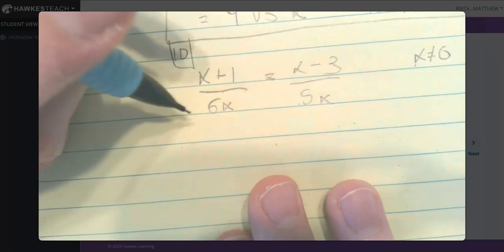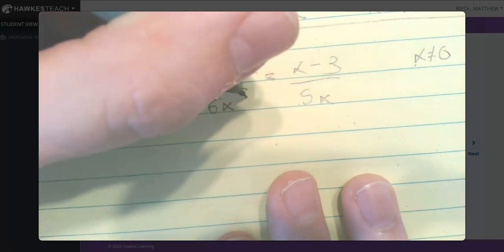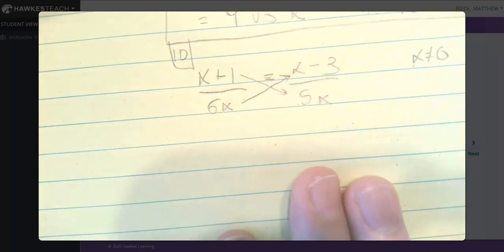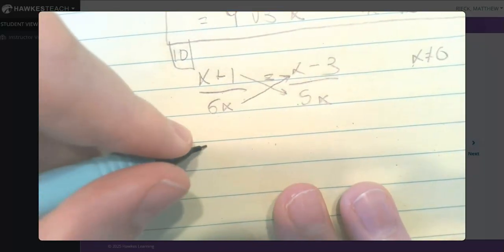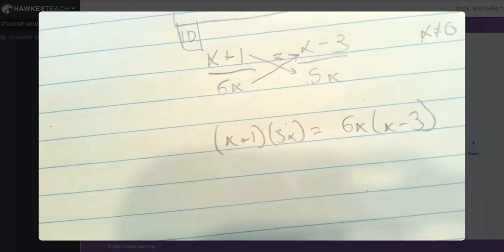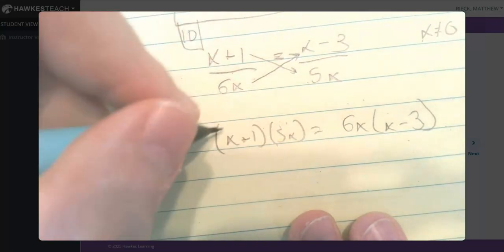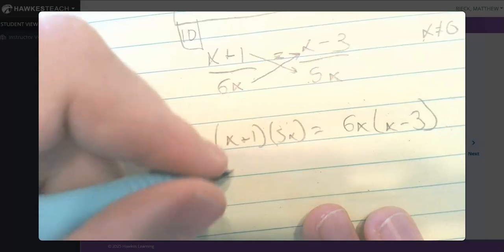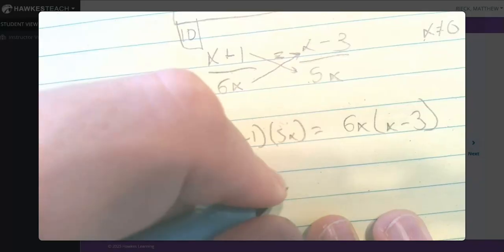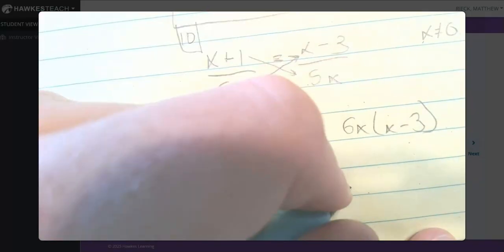And then when you have a rational equation, what you can do is cross multiply. You can multiply across the diagonals and then set those products equal to one another. So you have x plus 1 times 5x equals 6x times x minus 3. And then we can distribute these things through. We have 5x times x, so that's going to be 5x squared plus 5x equals 6x squared minus 18x.